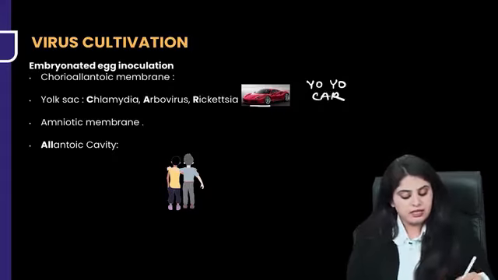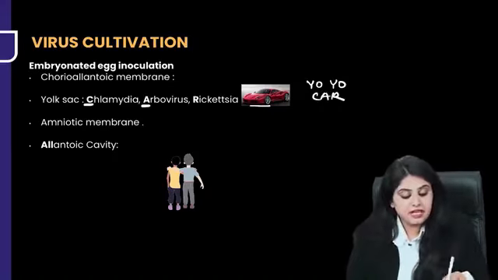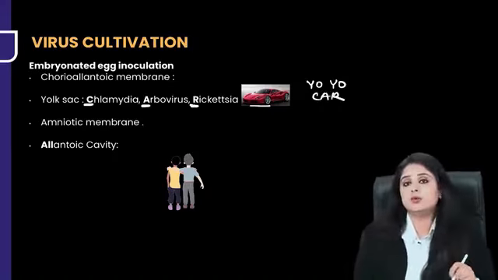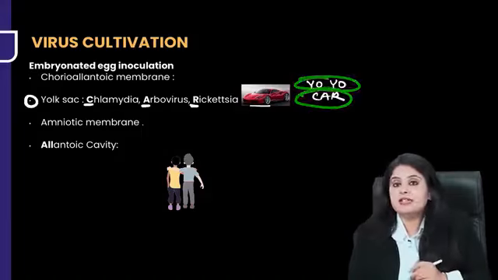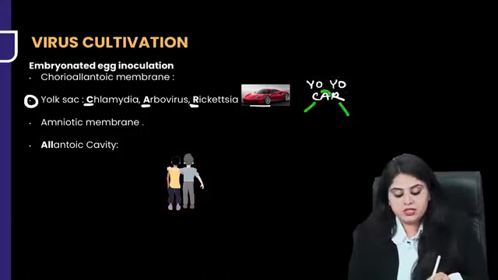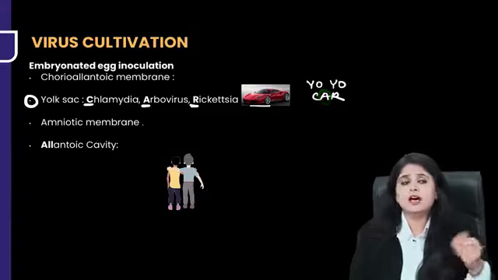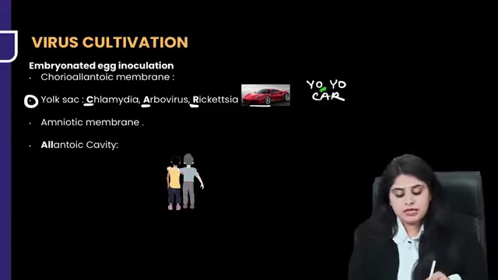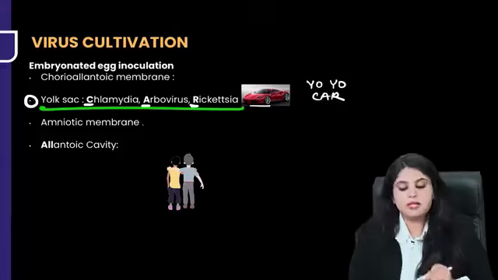And what is car? Remember, A for which virus? Arbovirus, and C and R for the 2 bacteria which are grown in the yolk sac, chlamydia and rickettsia. So yolk sac, yo-yo, car, it is going to be chlamydia, rickettsia and arbovirus. In case you forget in the exam, what was A? A was arbo, adeno. So remember, it is A car. That will give you a hint. It is arbovirus that you have to go in for. So yo-yo, in the car.